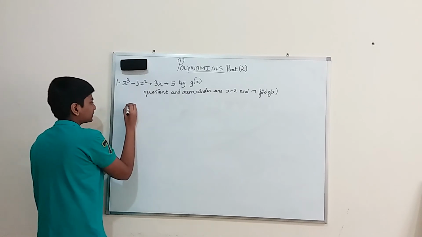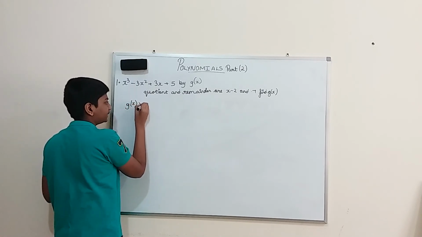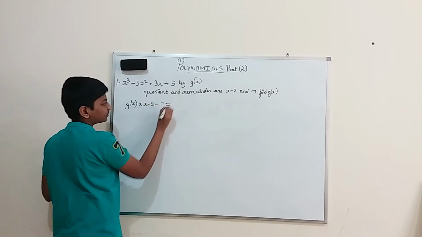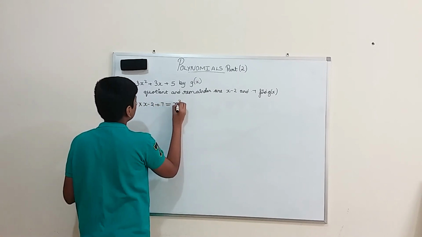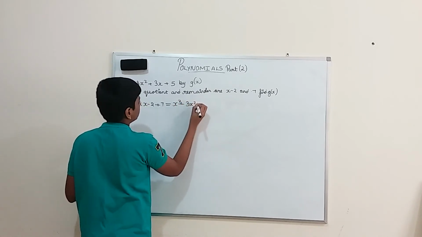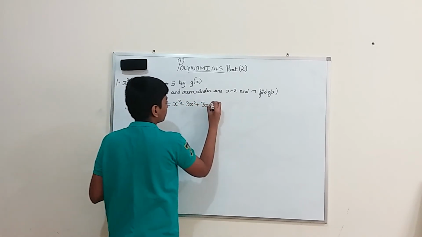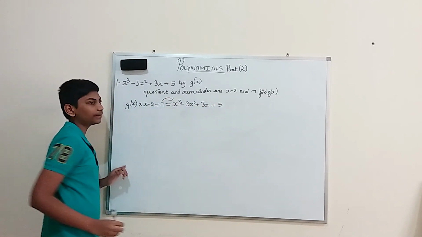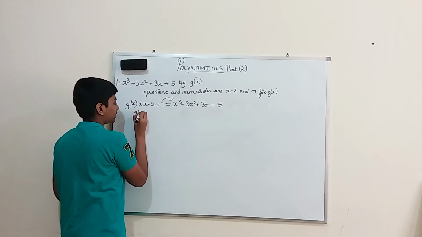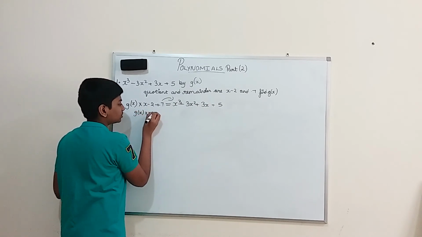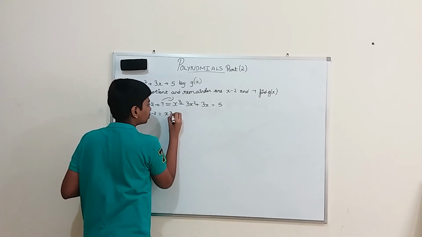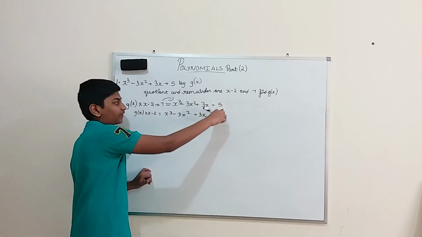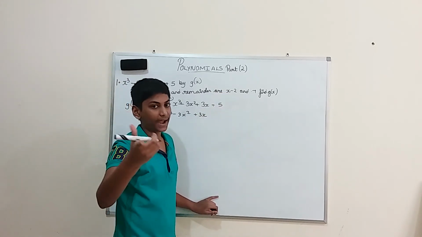So g of x into x minus 2 plus 7 will be equal to x cube minus 3x square plus 3x plus 5. So what happened? This plus 7 will go to that side to become minus 7. So g of x into x minus 2 will be equal to x cube minus 3x square plus 3x plus 5 minus 7, which gives you minus 2.